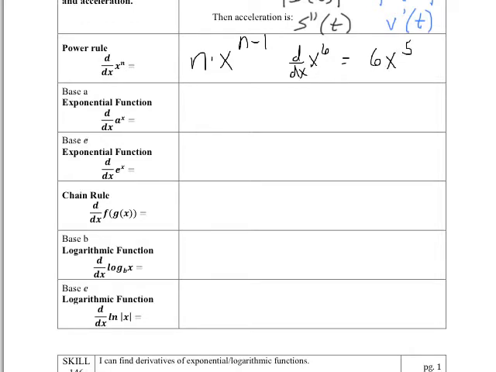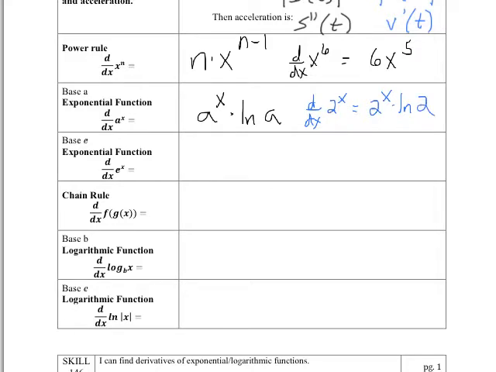The next rule is the exponential function, and in this case what we have is the exponent is the variable. So the derivative of this is a to the x times ln of a. For example, if we wanted to find the derivative of 2 to the x, we would have 2 to the x times ln of 2.